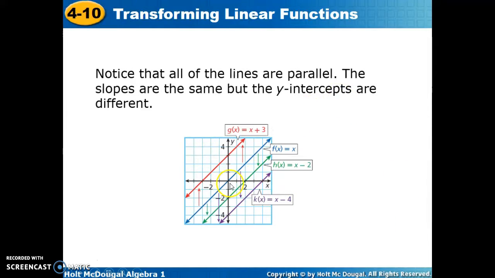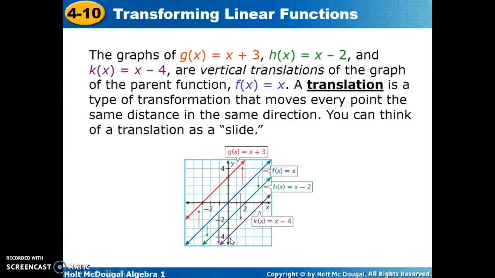Here's what's happening. From the parent function, we're going to compare everything to this blue line, which we see right here, y equals x. G of x has slid up 3 units. Notice its new y-intercept, plus 3. This is y equals x plus 0. Our y-intercept has changed, therefore the graph has slid up 3. X minus 2, obviously we've slid down 2, new y-intercept being negative 2, and y equals x minus 4, the parent function slid down 4 units.